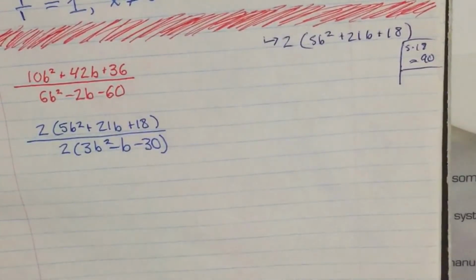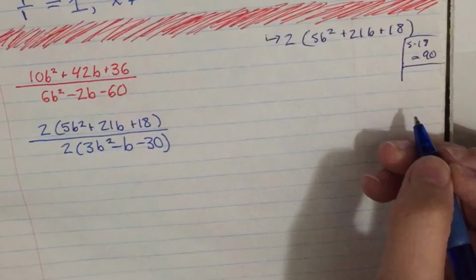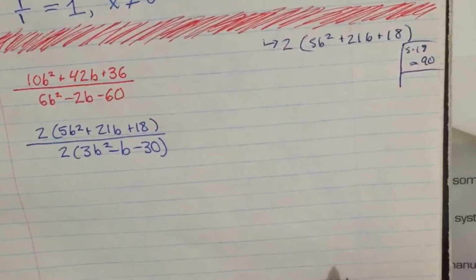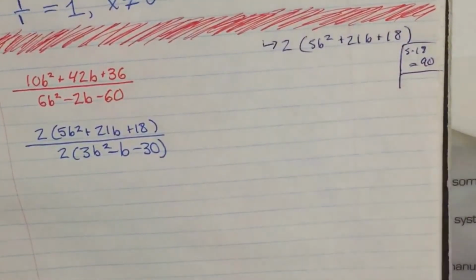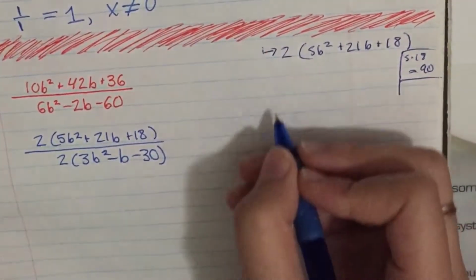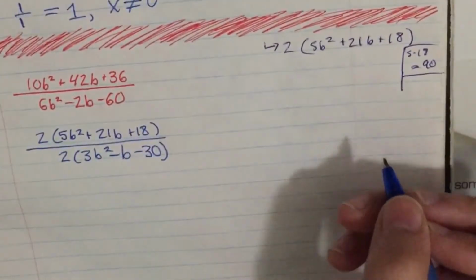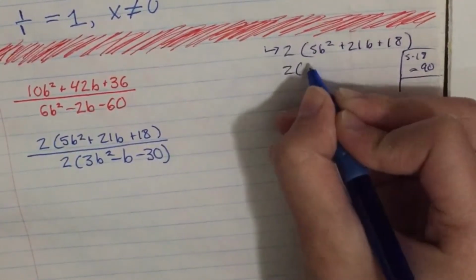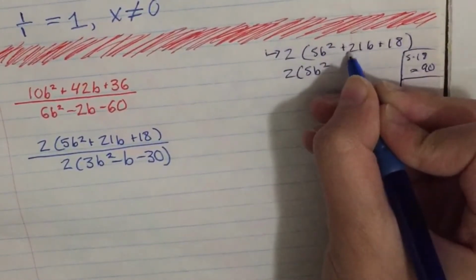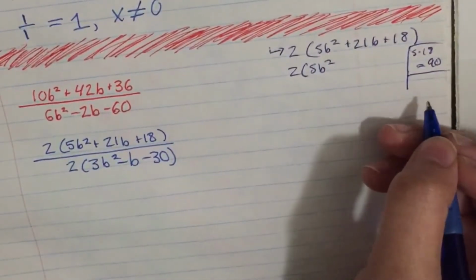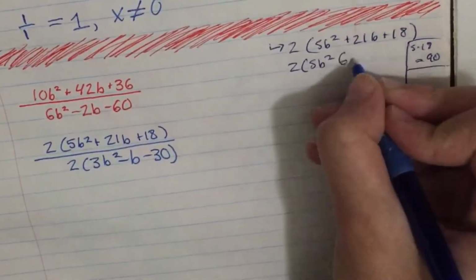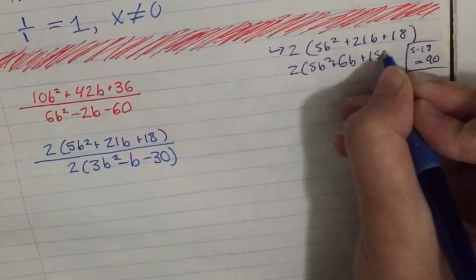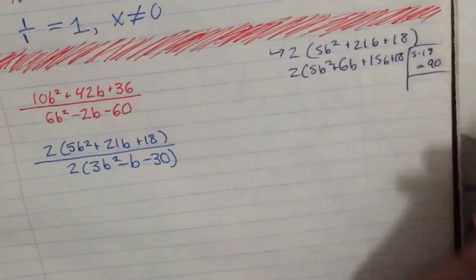Okay, so this is where you start listing out your factors of 90. For this case, there's lots of factors like 30 times 3, 18 times 5, 9 times 10. But the one we're going to be using is 6 times 15, because when you add them, you get positive 21. So for 5b squared, all you have to do is split your b term. So you're going to split the middle term into 6b plus 15b and plus 18.